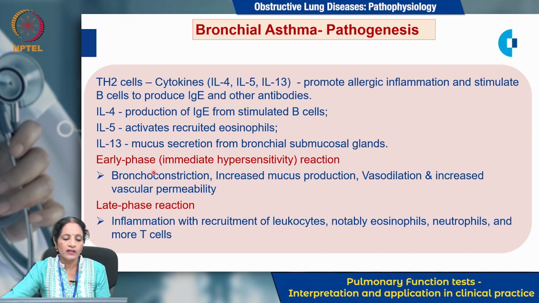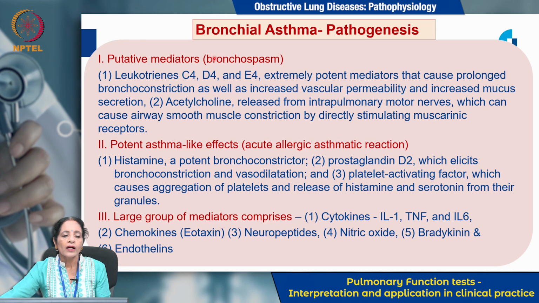So, what do we see in the early phase? That is the immediate hypersensitivity reaction. Here the patients will have bronchoconstriction, increased mucus production, vasodilatation and increased vascular permeability. Whereas in the late phase reaction, the inflammation is more severe with recruitment of mainly eosinophils, neutrophils and T lymphocytes, and also more and more T cells, leading to more and more obstruction and airway hyperresponsiveness.